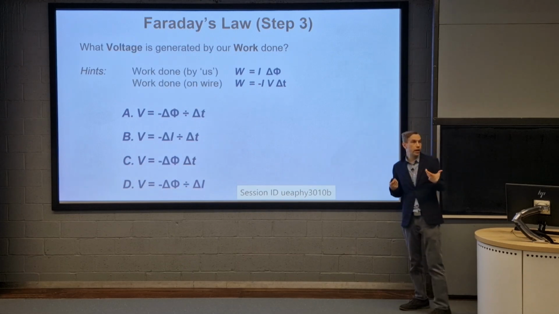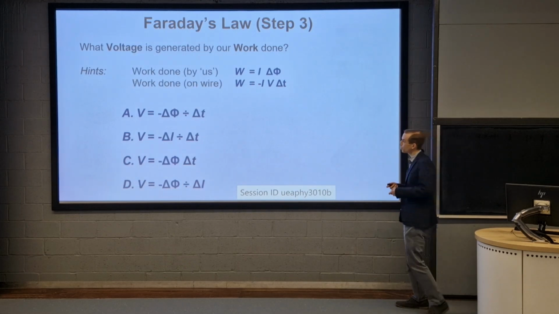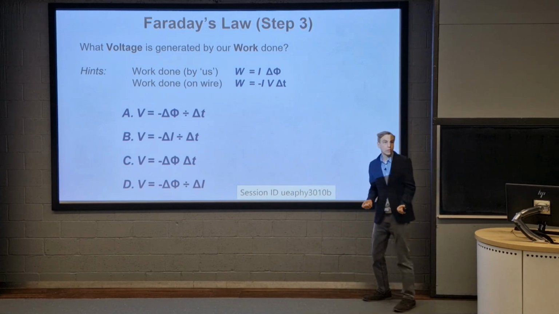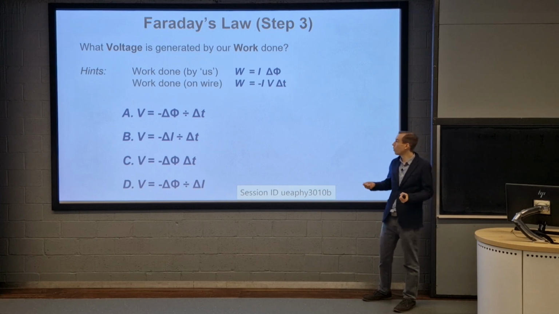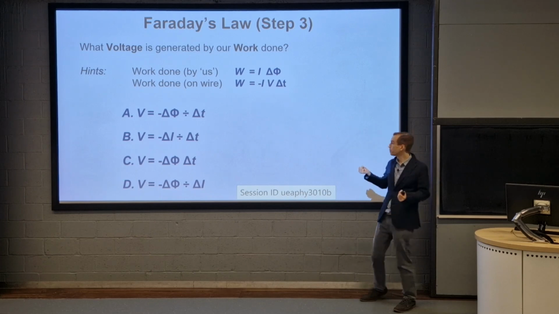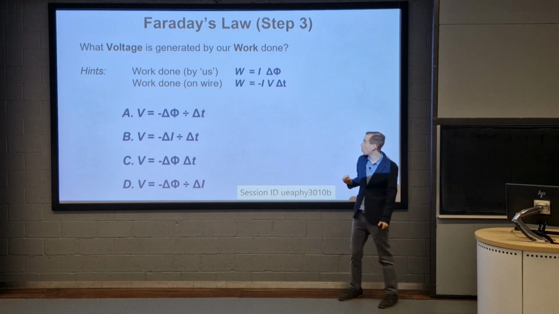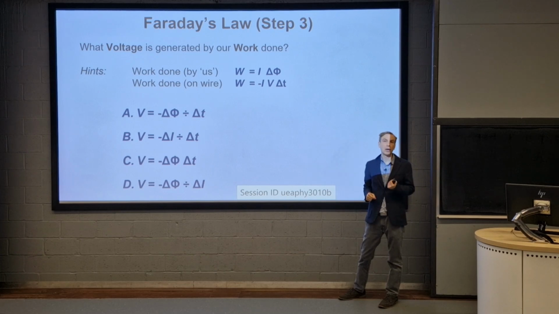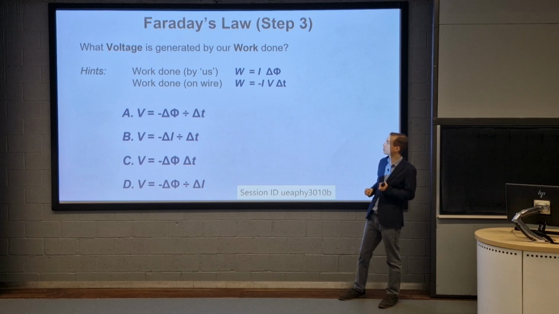So let's just recap step 1 and step 2. The work done by us, we've come along and done an amount of work equal to the current that we induce in the wire times that delta phi, the change in magnetic flux. And then that energy has gone into doing work in the current in the wire, and it's equal to minus IV delta T. And it's minus because we've come along and done the work, and then that current is opposing it. Okay, so it's moving in the opposite direction.